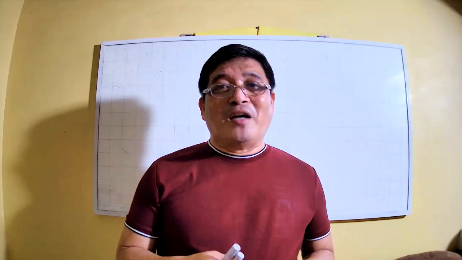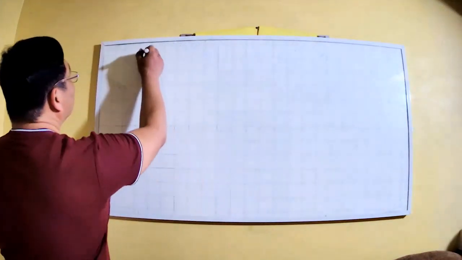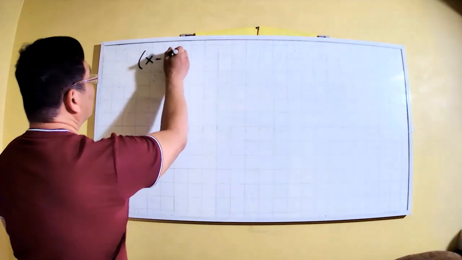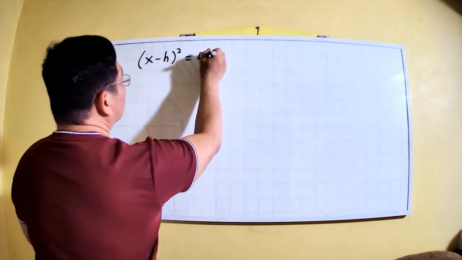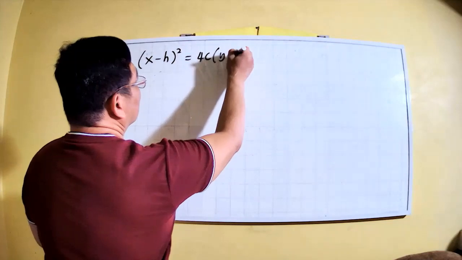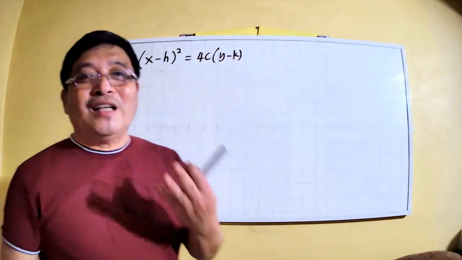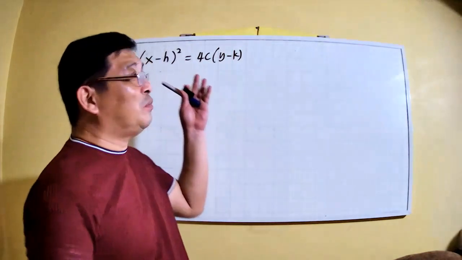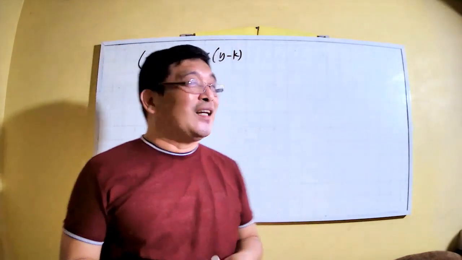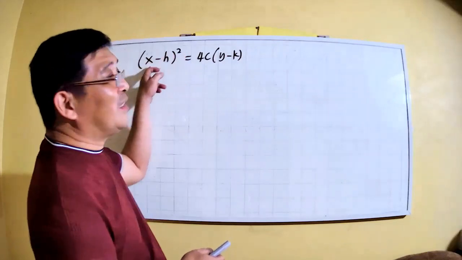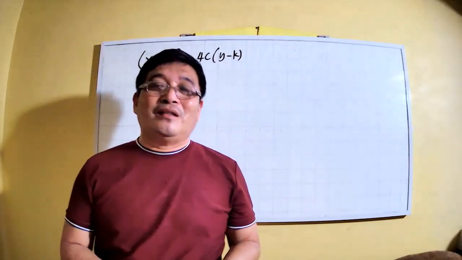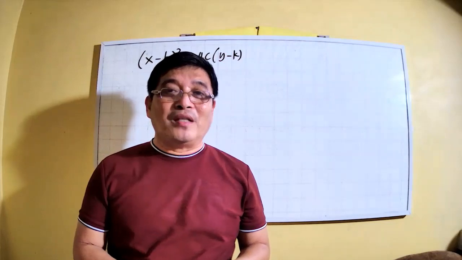The first category or type ng equation in standard form is (x minus h) squared is equals to 4c times the quantity (y minus k). So ganito lang yan. Pagka ganito yung formula, ganito yung equation of a parabola in standard form, meaning naka-square yung x, it's either the parabola opens upward or opens downward.